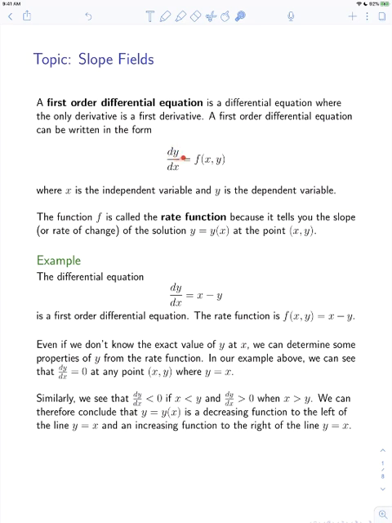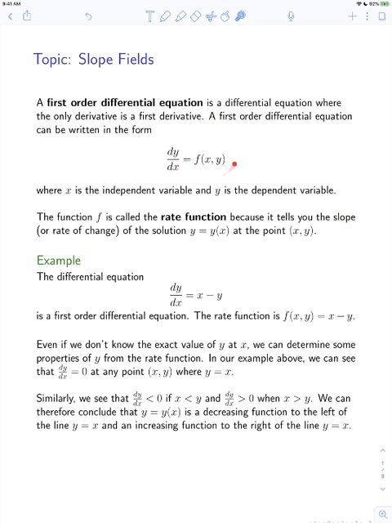We can always replace y and x by different letters, but we always have one independent variable and one dependent variable for this kind of problem. So this gives us a first-order differential equation. The function f in this equation, dy/dx equals f(x, y), is called the rate function because it tells you the slope or the rate of change of the solution y equals y(x) at a given point.